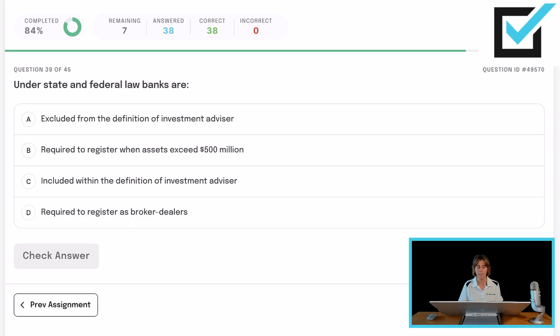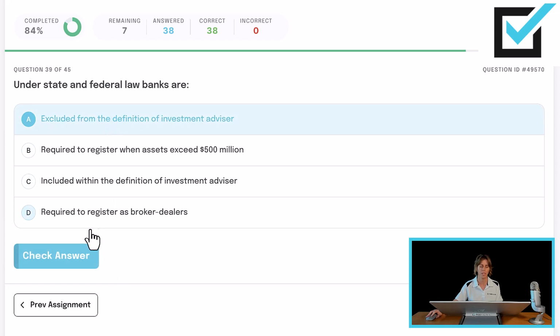Under state and federal law, banks are excluded from the definition of investment advisor, required to register when assets exceed $500 million, included within the definition of investment advisor, or required to register as broker-dealers. Under state and federal law, banks are excluded from actually both the definition of investment advisor and the definition of broker-dealer. They are excluded specifically.